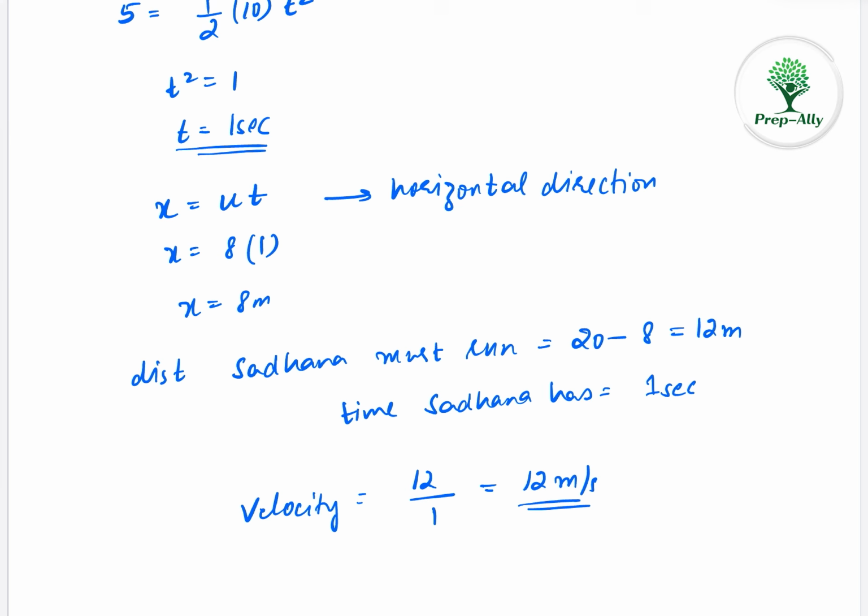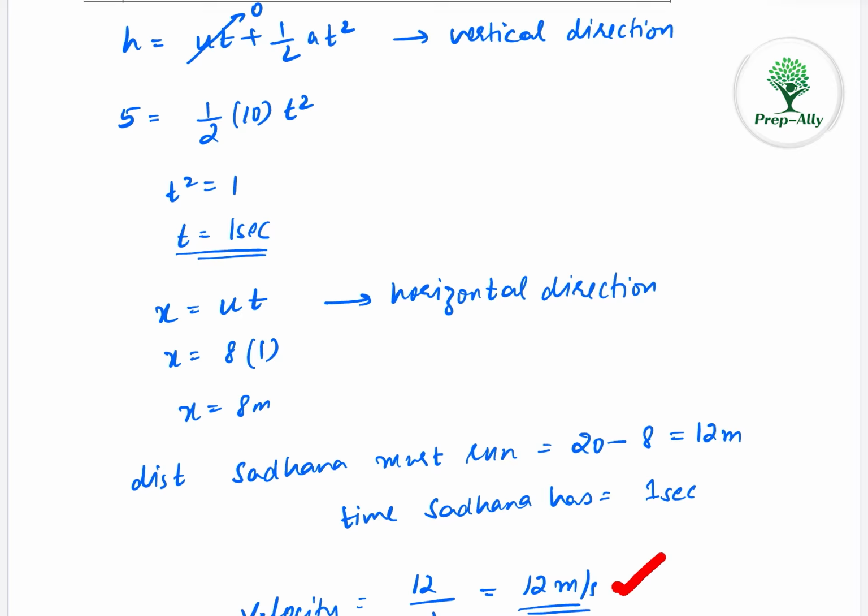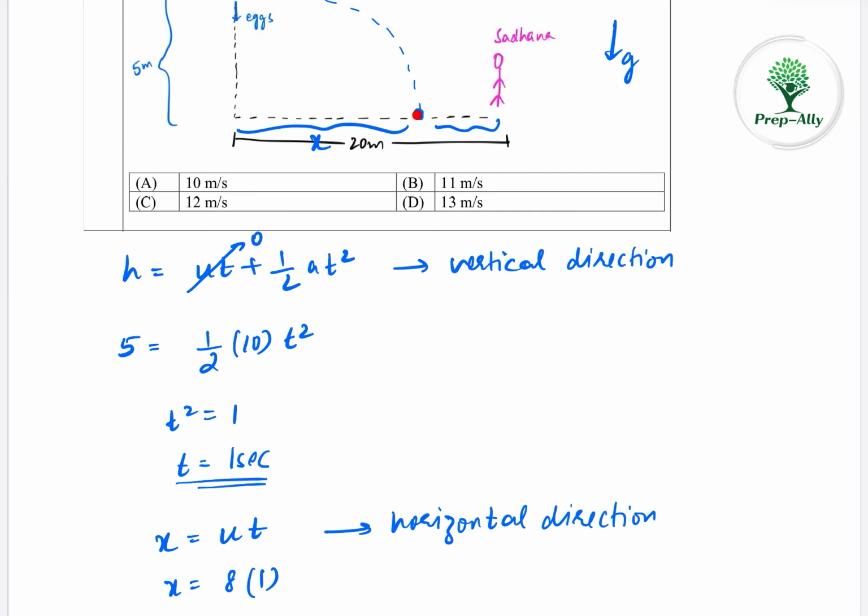If she runs slower than 12 meter per second, she will not reach this point before the eggs fall. So eggs will fall and break. If she runs faster, she will cross this point. She will be here when the eggs fall here. But if she runs exactly at this speed, she will be at the exact location ready to catch the eggs. She will be just in time to catch the eggs. So that's how we solve this problem.